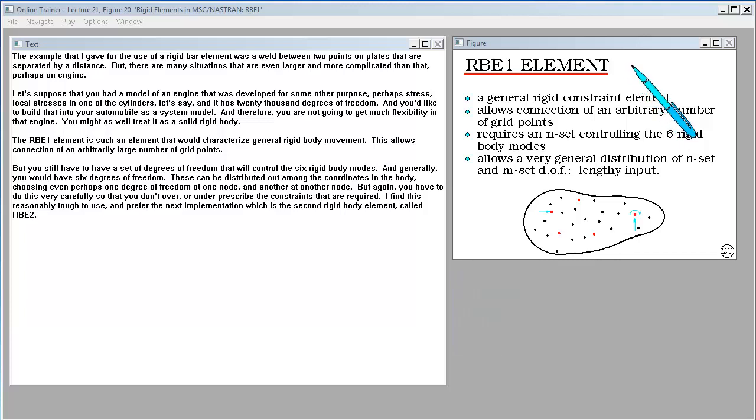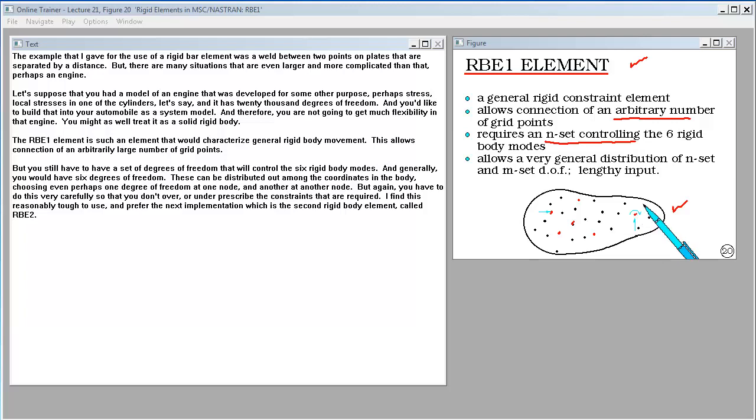The RBE1 element is such an element that would characterize general rigid body movement. This allows connection of an arbitrarily large number of grid points, but you still have to have a set of degrees of freedom that will control the 6 rigid body modes, and generally you would have 6 degrees of freedom. These can be distributed out among the coordinates in the body, choosing even perhaps 1 degree of freedom at one node and another at another node.